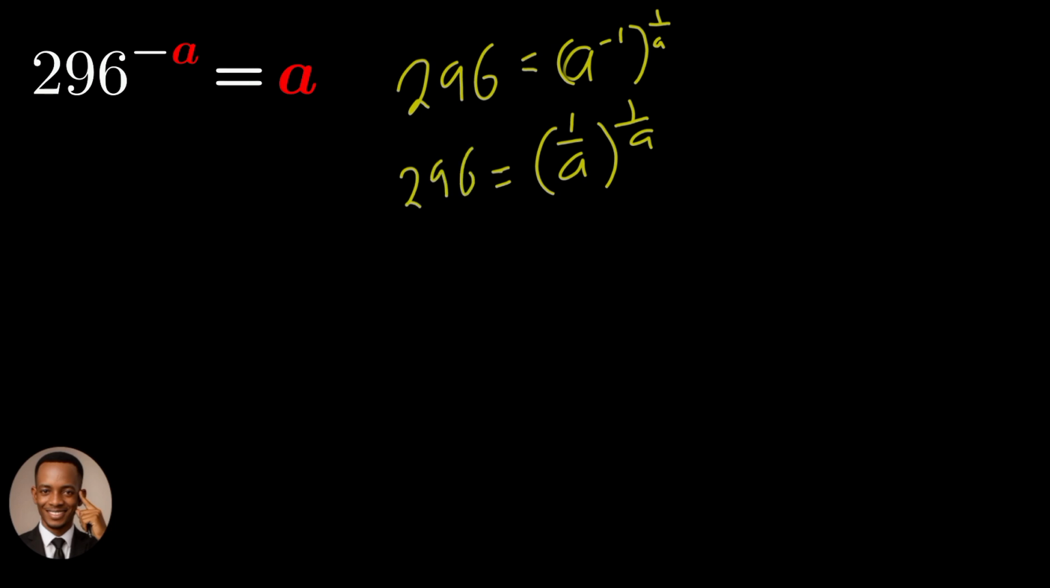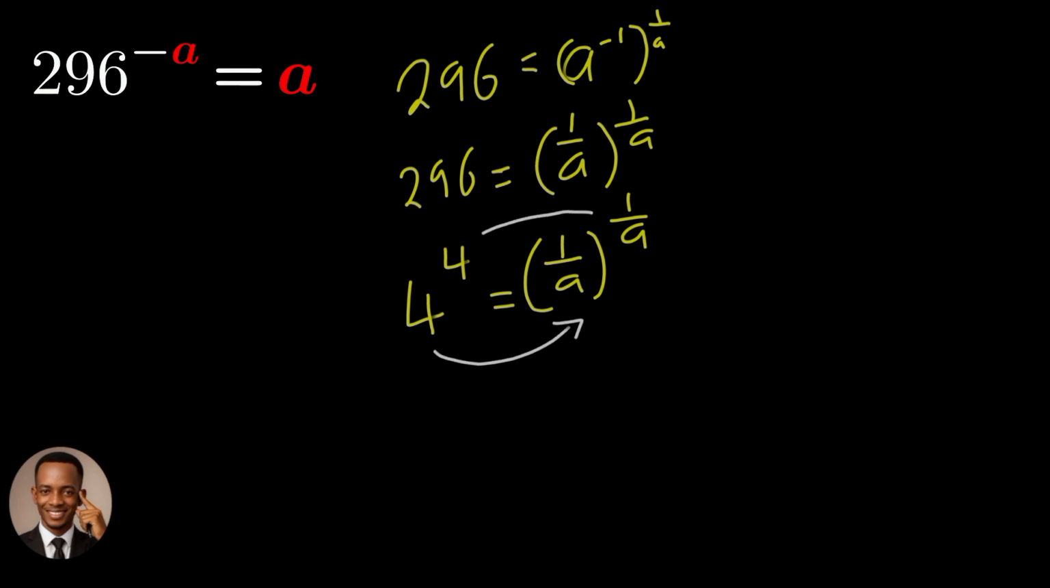Then we'll write 256 as 4 to the power of 4, which equals 1 over a to the power of 1 over a. By studying the two sides of the equation, you'll see that 1 over a equals 4. So therefore, a equals 1 over 4. Correct? That's the first and the easiest method. Let's move to the second method.